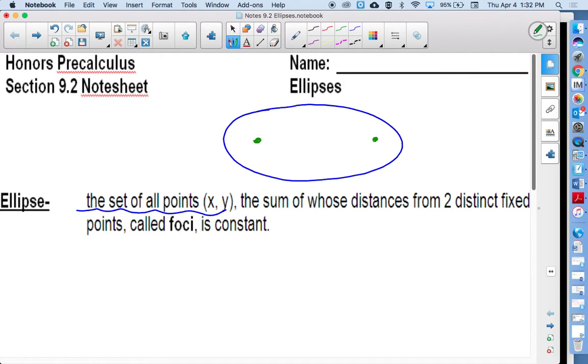And they're going to be the same distance from the edge. So if one has like 2 spaces from the edge, the other one will have 2 spaces from the edge. Those are called our foci points. So each focus here. So now we have 2, where a parabola had 1.